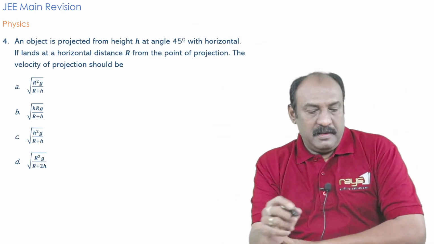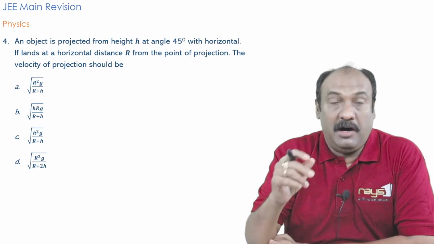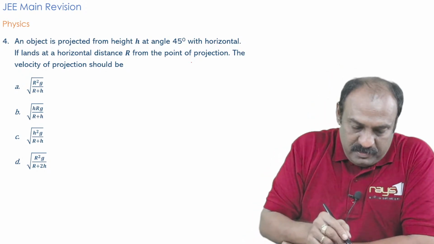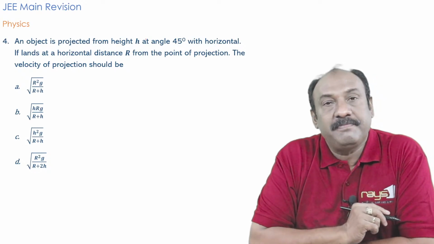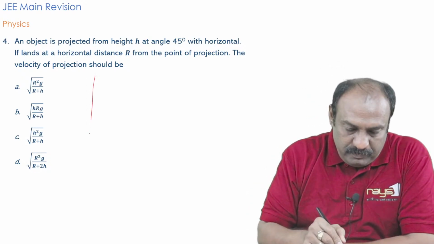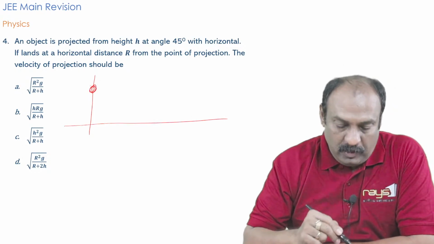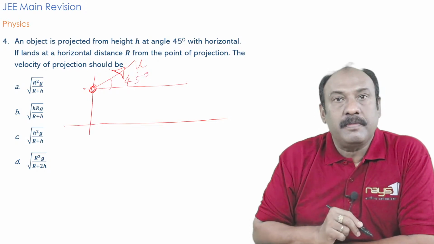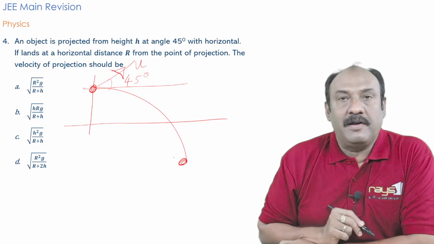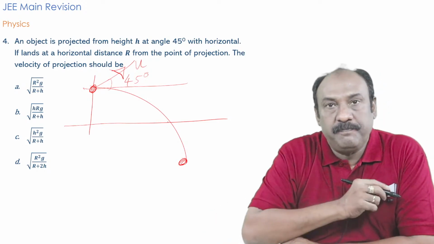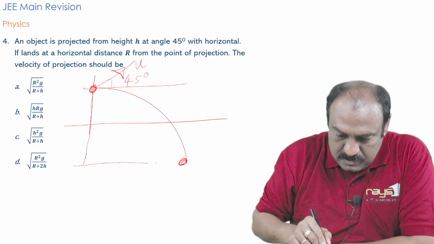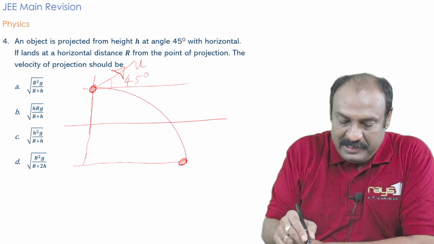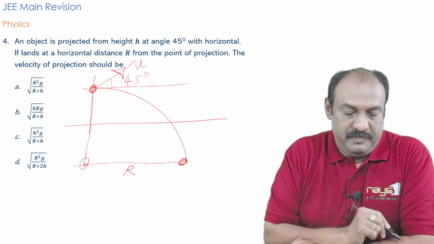Question number 4. An object is projected from a certain height at an angle of 45 degrees with the horizontal. It lands at a horizontal distance R from the point of projection. The velocity of the projection should be? So at a certain height h, an object is projected with a certain velocity u at 45 degrees with the horizontal. Then it falls like this. It lands at a distance R from the point of projection. This is the distance, R is given.